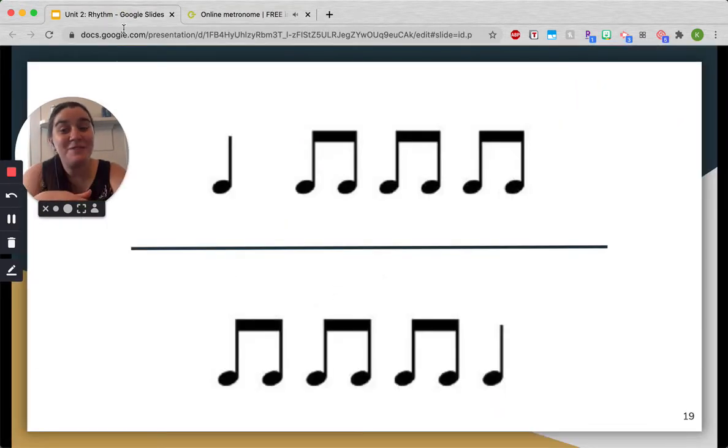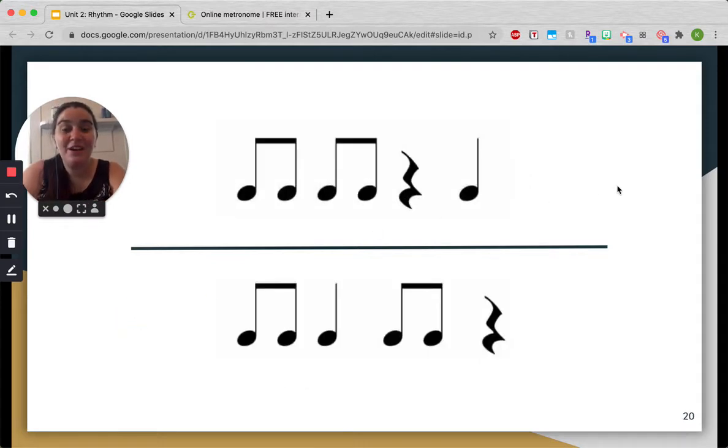If you're having some difficulties with this, that's fine. Pause it, practice it with your metronome, with your steady beat until you feel comfortable. Let's go on to some more practice. Oh, I see some rests now. Pause this video and figure out how you will perform these rhythms.